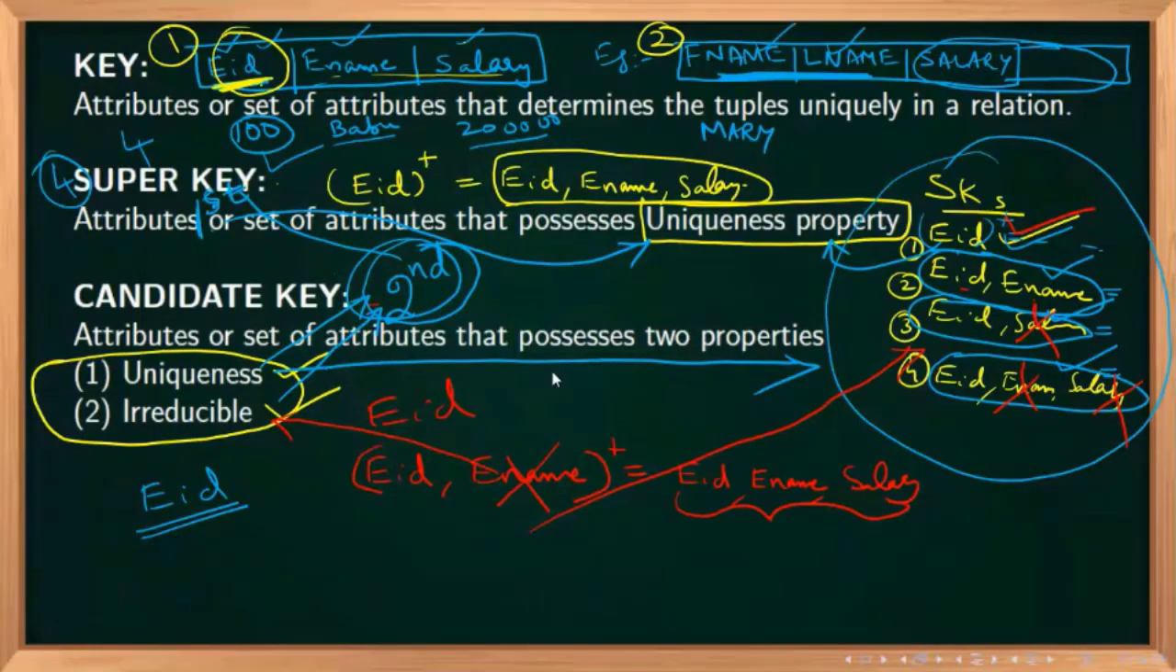We have seen about key, super key, candidate key. You clearly know what is a super key, candidate key and all. For remembering this, I have told you that there are two properties: uniqueness property and irreducible property.